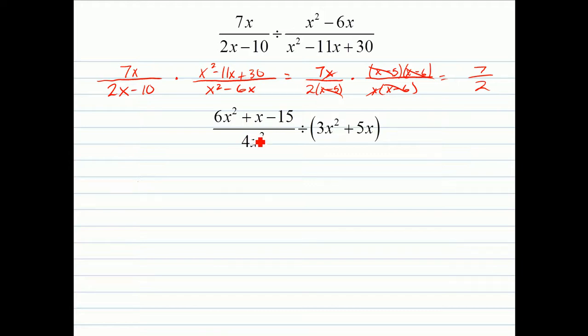Now, if you have a problem like this, the same process, but remember that this is a rational expression over 1. So if it's a rational expression over 1, then remember that's just 6x squared plus x minus 15 over 4x squared times 1 over 3x squared plus 5x. So now you can just go about doing this the same exact way that you did this one. As soon as that's done, all you're doing is just factoring, canceling. I will leave the rest of it up to you how that's actually done.